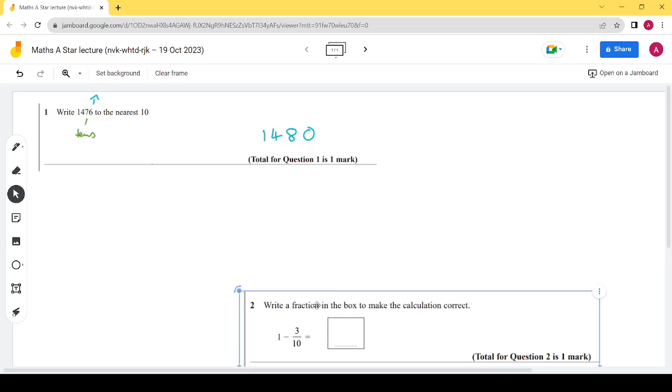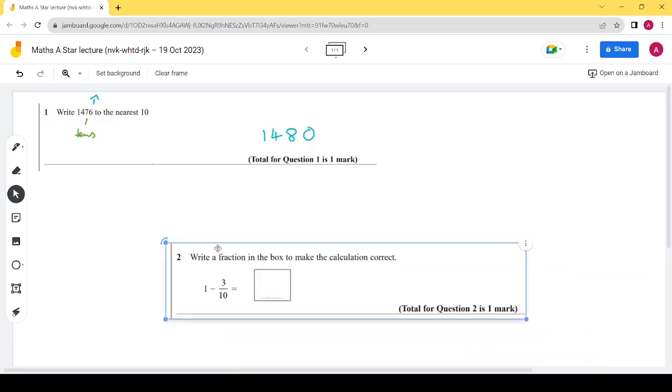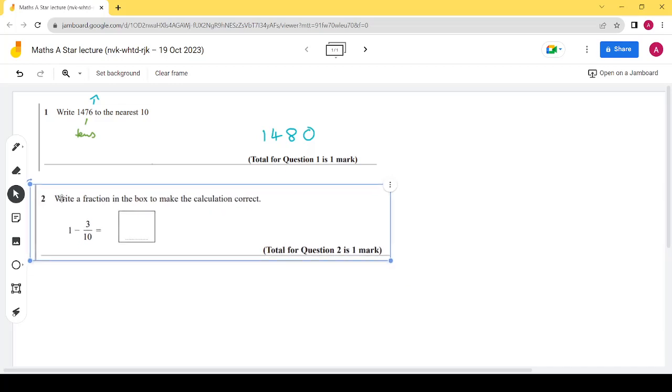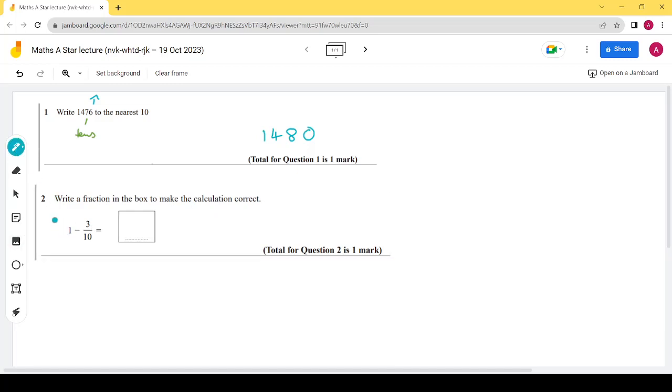So we've got: write a fraction in the box to make the calculation correct. Okay, we've got 1 minus 3/10 equals, well, basically, remember, for any fraction to equal 1 integer, the numerator and the denominator have to be the same. So you could write 1 as 10 over 10 because it means 10 parts make 1 whole, and we have 10 parts. So we've got 10/10 minus 3/10, which is just going to be 10 minus 3. It's going to give you 7/10.